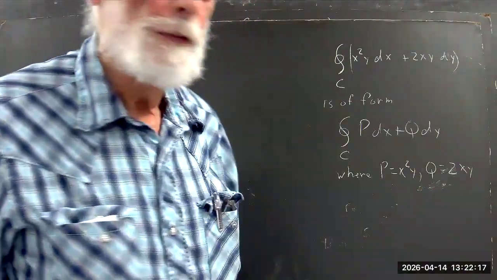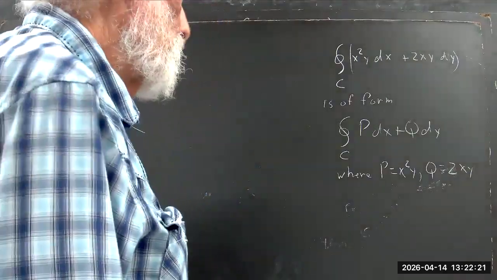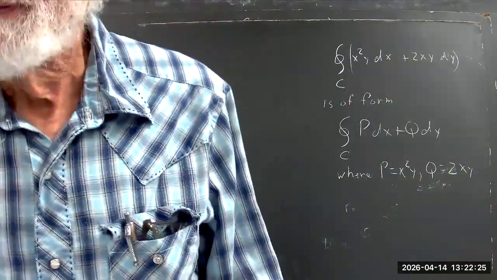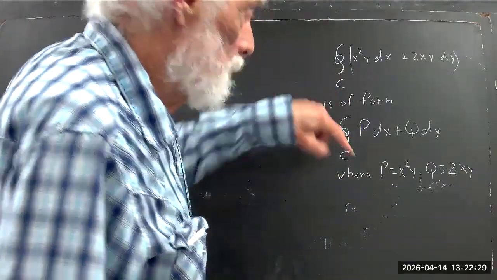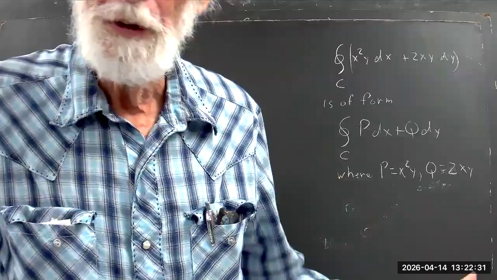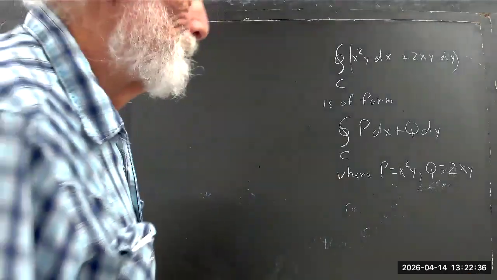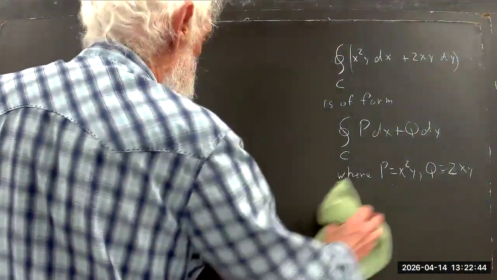So you can test this to see if it's conservative. Okay? But the y derivative of this is x squared, and the x derivative of that's 2y, so it isn't. If it's conservative and it's an integral around a closed curve, you got zero and you don't have to use Green's theorem. Let me just clear the board a little bit.